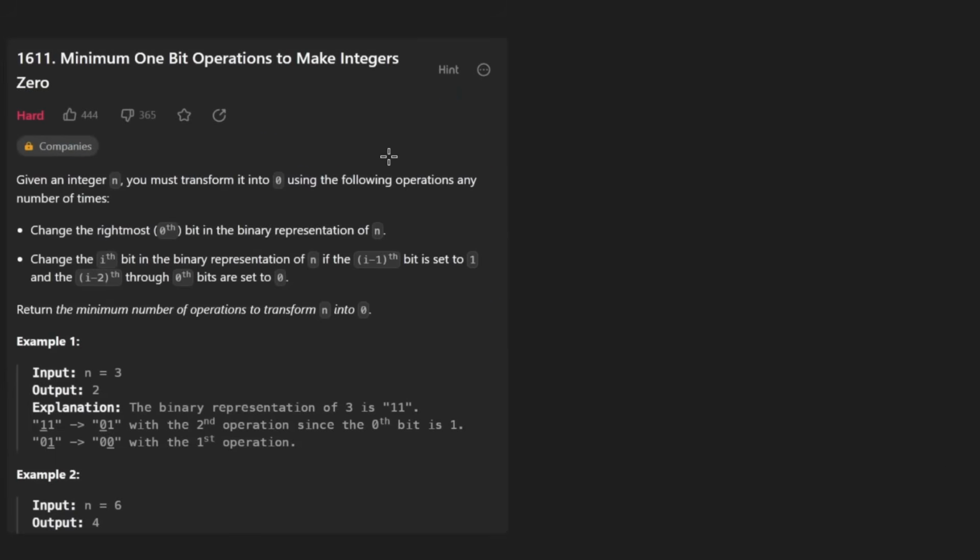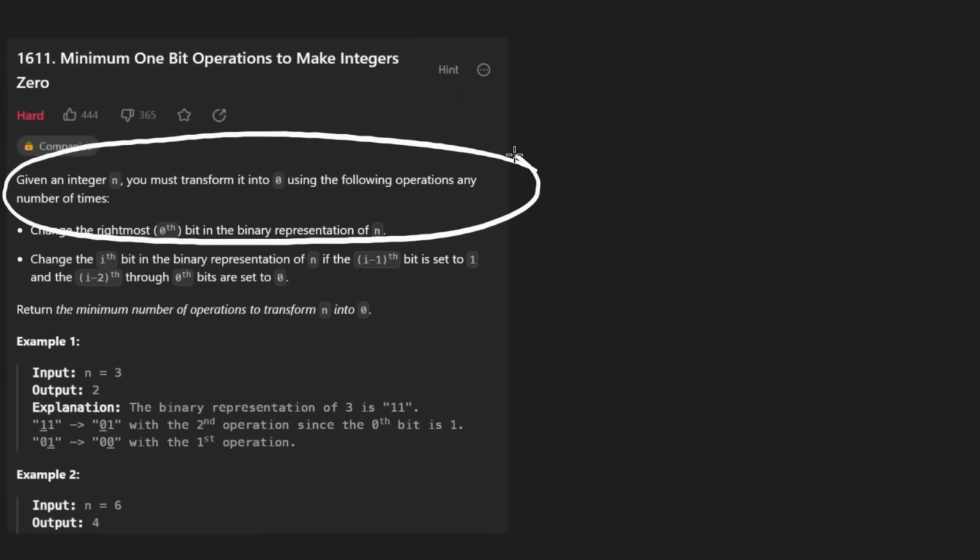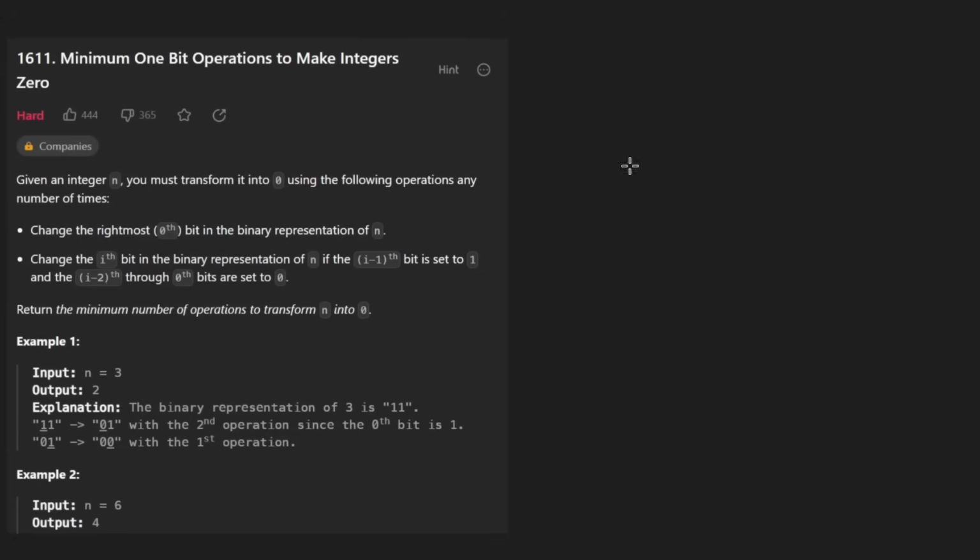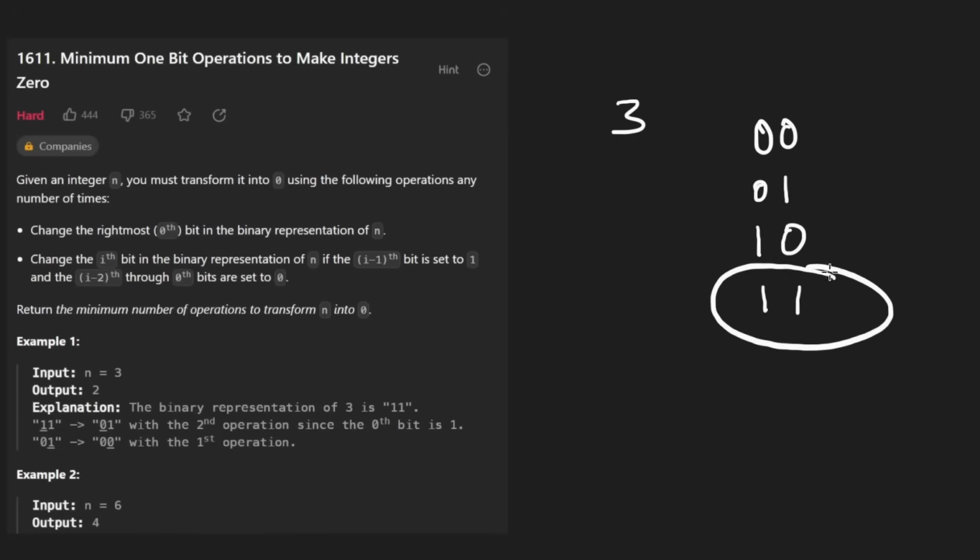So first, what I like to do is just learn the rules of the game, get familiar with them. We have an integer n. In this case, it's 3, and we're doing bit operations. So let's remember what 3 looks like in binary. It looks like, I think, 1, 1. Just to count, this is of course 0, this is 1, this is 2, and this is 3. That's where I'm getting it from.